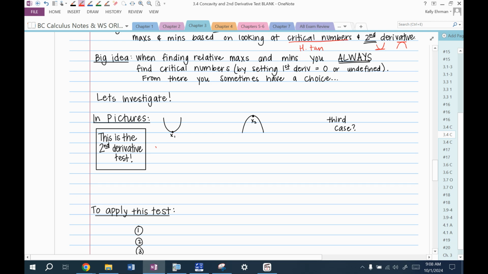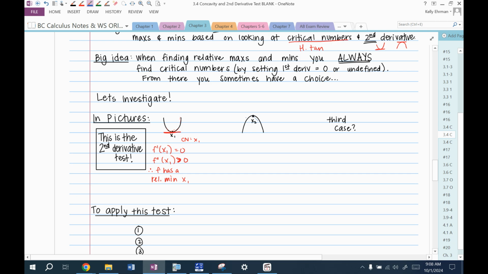At x1, f prime of x1 would equal 0, right? So x1 is a critical number. And then if I plug in the second derivative at x1, because the graph is concave up at x1 and everywhere else on this little section, I know that that would be greater than 0. So if I get a critical number and I plug that critical number in and get a positive second derivative, then that means that f has a relative min at x1.